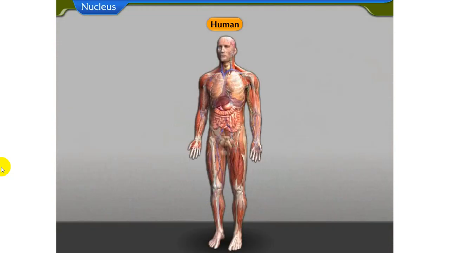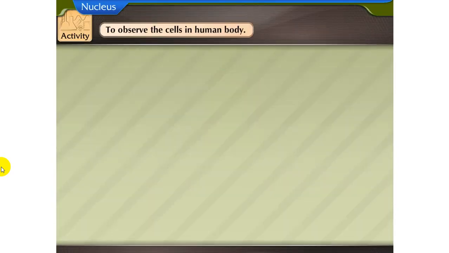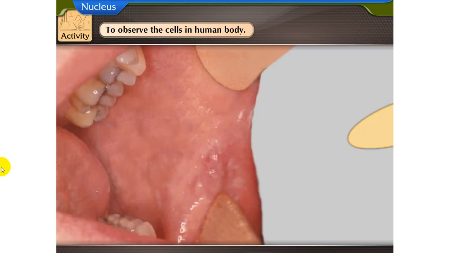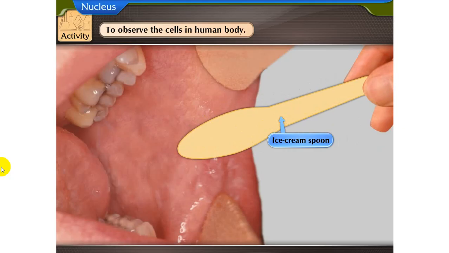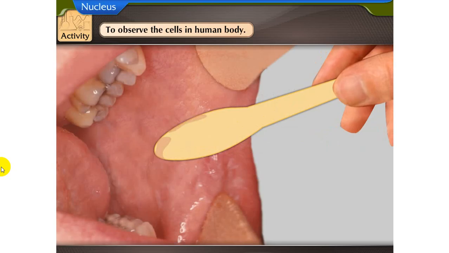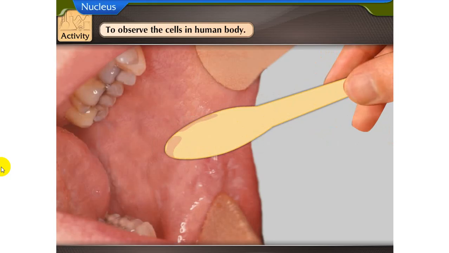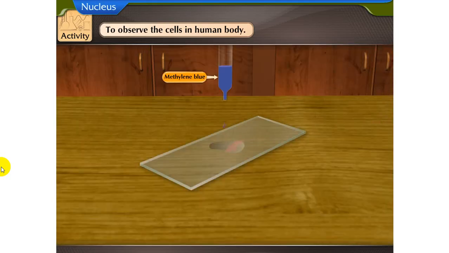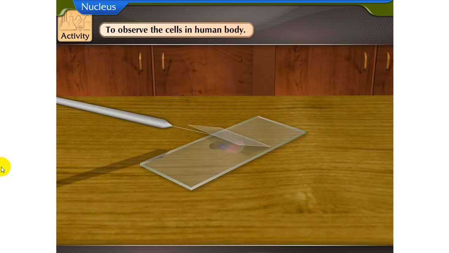Let us perform an activity to observe the cells in the human body. Activity. Take a clean glass slide with a drop of water. Using an ice cream spoon or cotton bud, gently scrape the inner surface of your cheek. The material which is slimy gets stuck on the spoon. Transfer this material on a glass slide. Put a drop of methylene blue stain on the smear and put a cover slip.